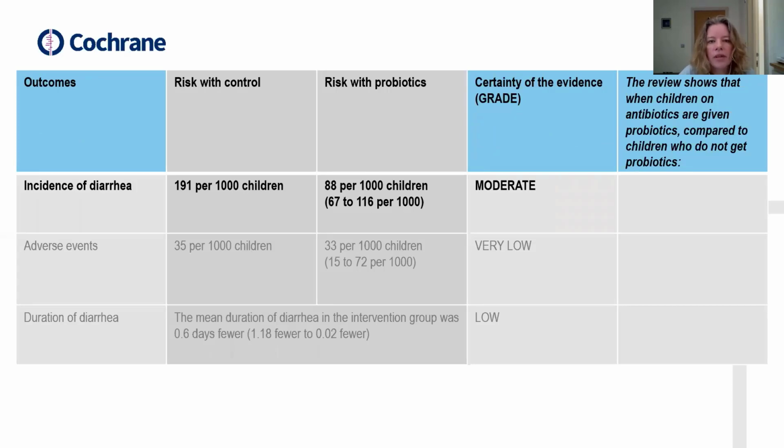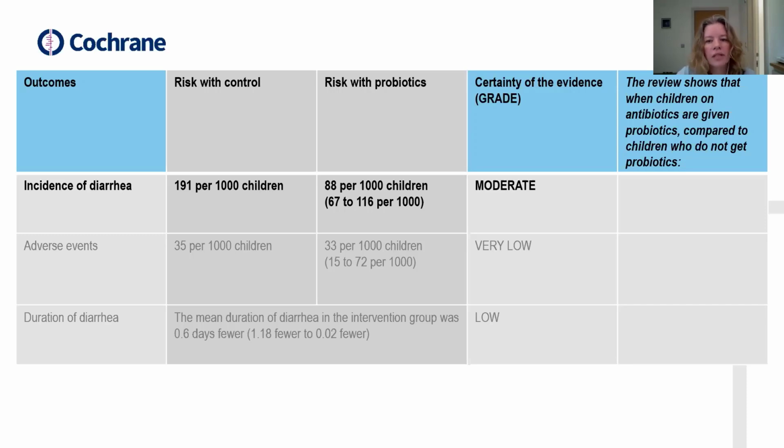I've removed some of the erroneous or unnecessary columns from that summary findings table, so we can just focus on the things that we're interested in: the outcomes, the absolute effects, and the certainty of the evidence. Looking at the first outcome, diarrhea, in the control group, so children who didn't take probiotics, 191 out of 1,000 children got diarrhea when they were taking antibiotics. But in the children who were given probiotics, only 88 per 1,000 actually got diarrhea. So that seems like a good result.